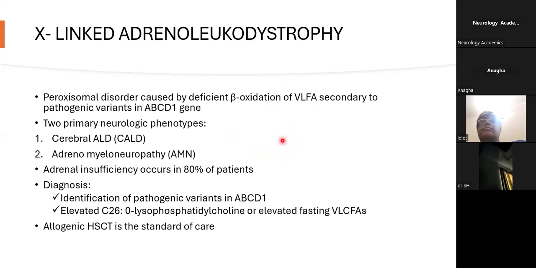Another neurologic phenotype is adrenomyeloneuropathy, which has a more insidious course with progressive spastic quadriparesis, neurogenic bladder, and sexual dysfunction. In 80% of these patients, there is adrenal insufficiency. The diagnosis is by identification of pathogenic variants in the ABCD1 gene and by detection of elevated fasting very long-chain fatty acid levels. Allogeneic hematopoietic stem cell transplant is currently the standard of care in these patients.